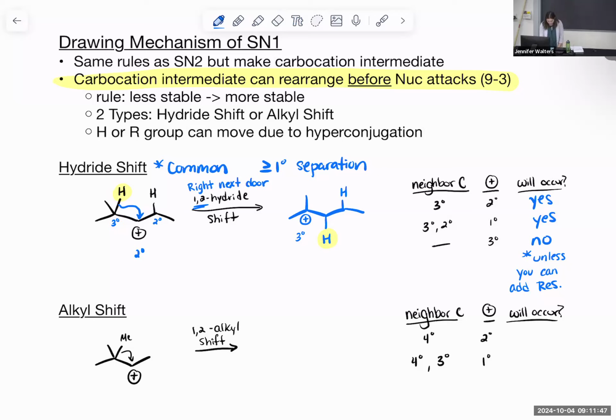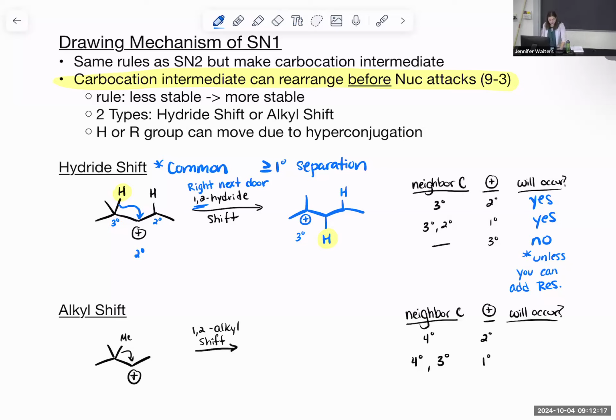Let's continue on with our substitution reactions then. We left off talking about our SN2 reaction. Remind me, how many steps are in an SN2 reaction? One. How many steps are in an SN1 reaction? Two. Beautiful. So our SN2 reaction was nucleophile attacks as the leaving group leaves. It happens all in one step. Our SN1 reaction is where your leaving group leaves and then your nucleophile attacks.